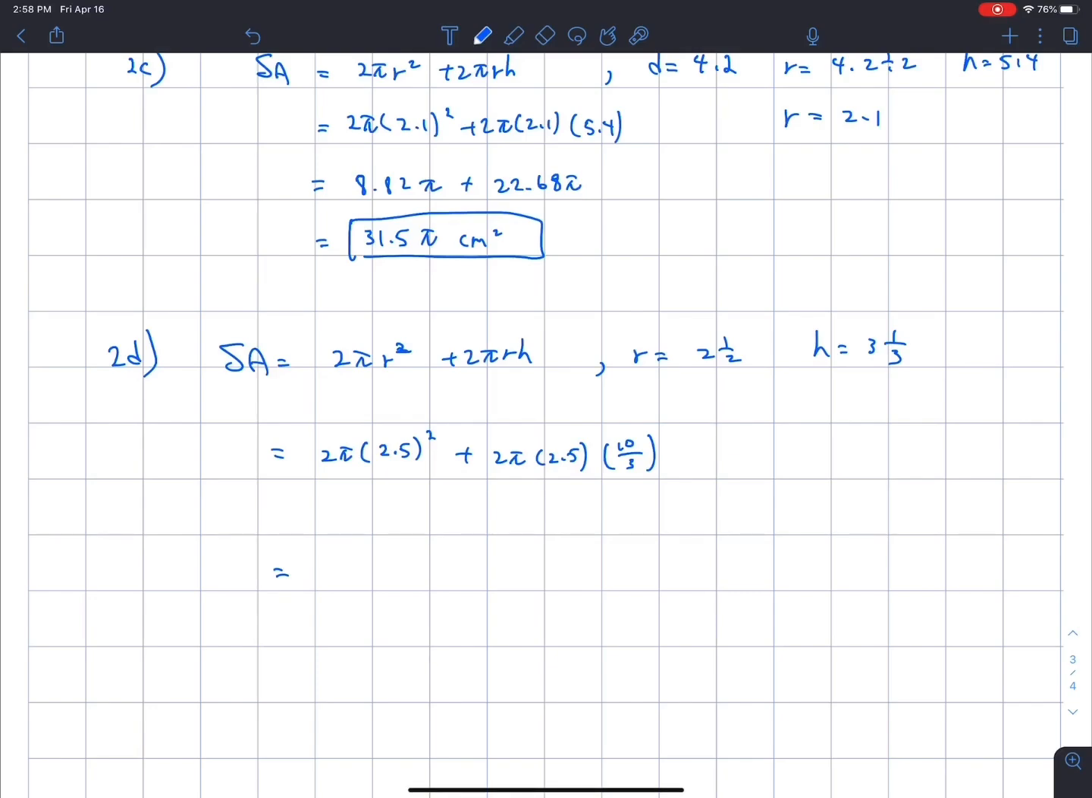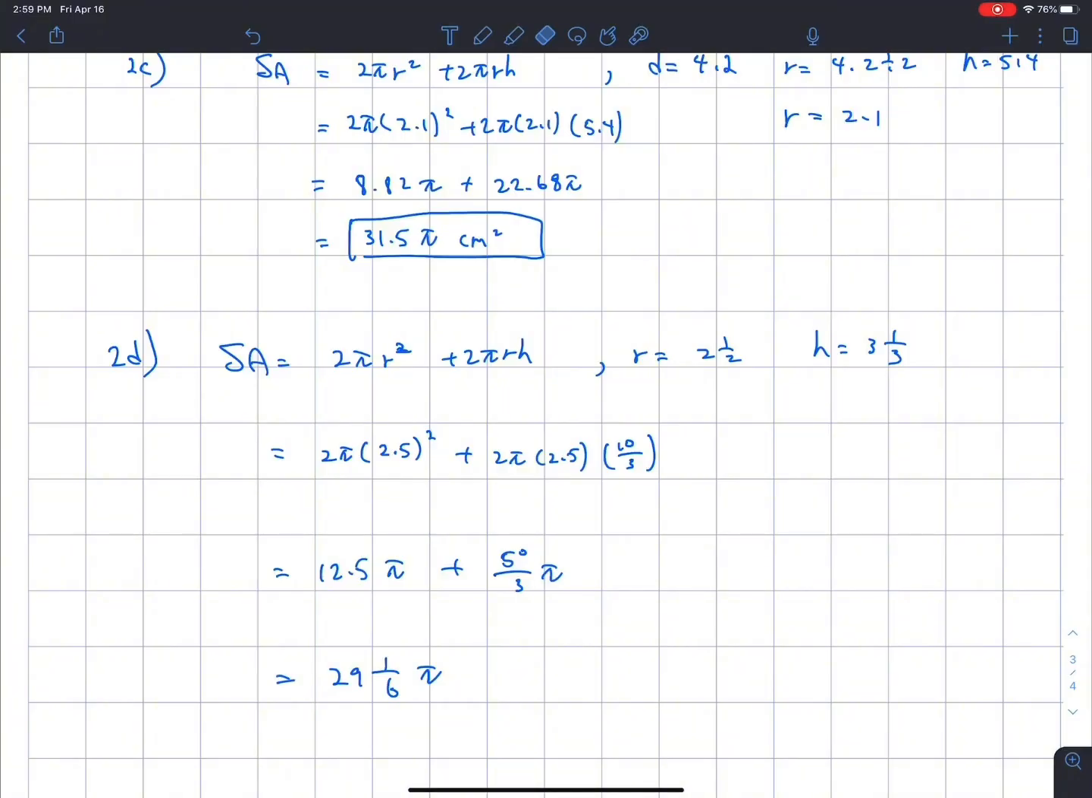So 2 times 2.5 squared, I get 12.5 pi plus 2 times 2.5 times 10/3. I get 50/3 pi. So 50/3 plus 12.5 is 29 and 1/6 pi. Okay, maybe I'll show you on the next video how to type these in onto your calculator.